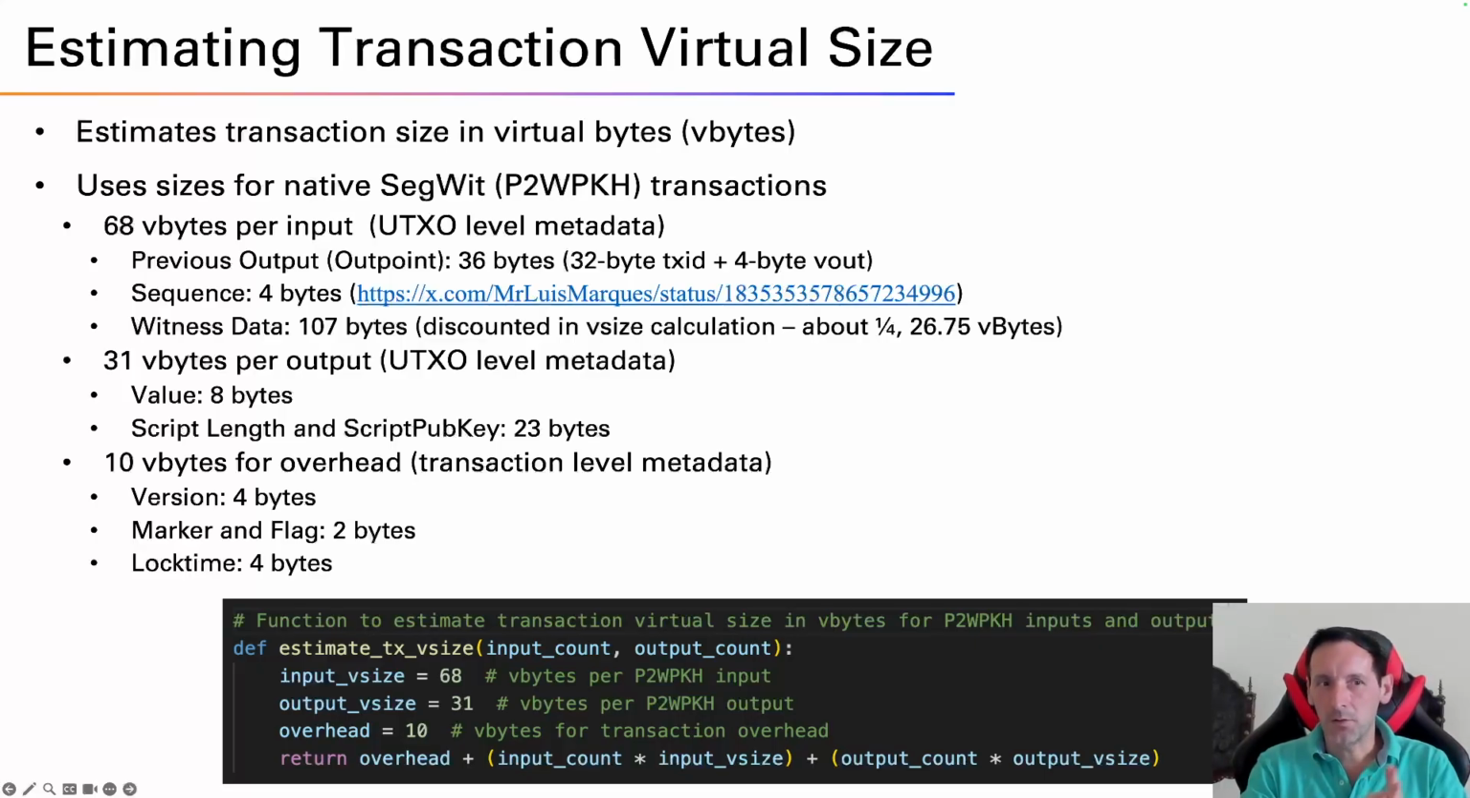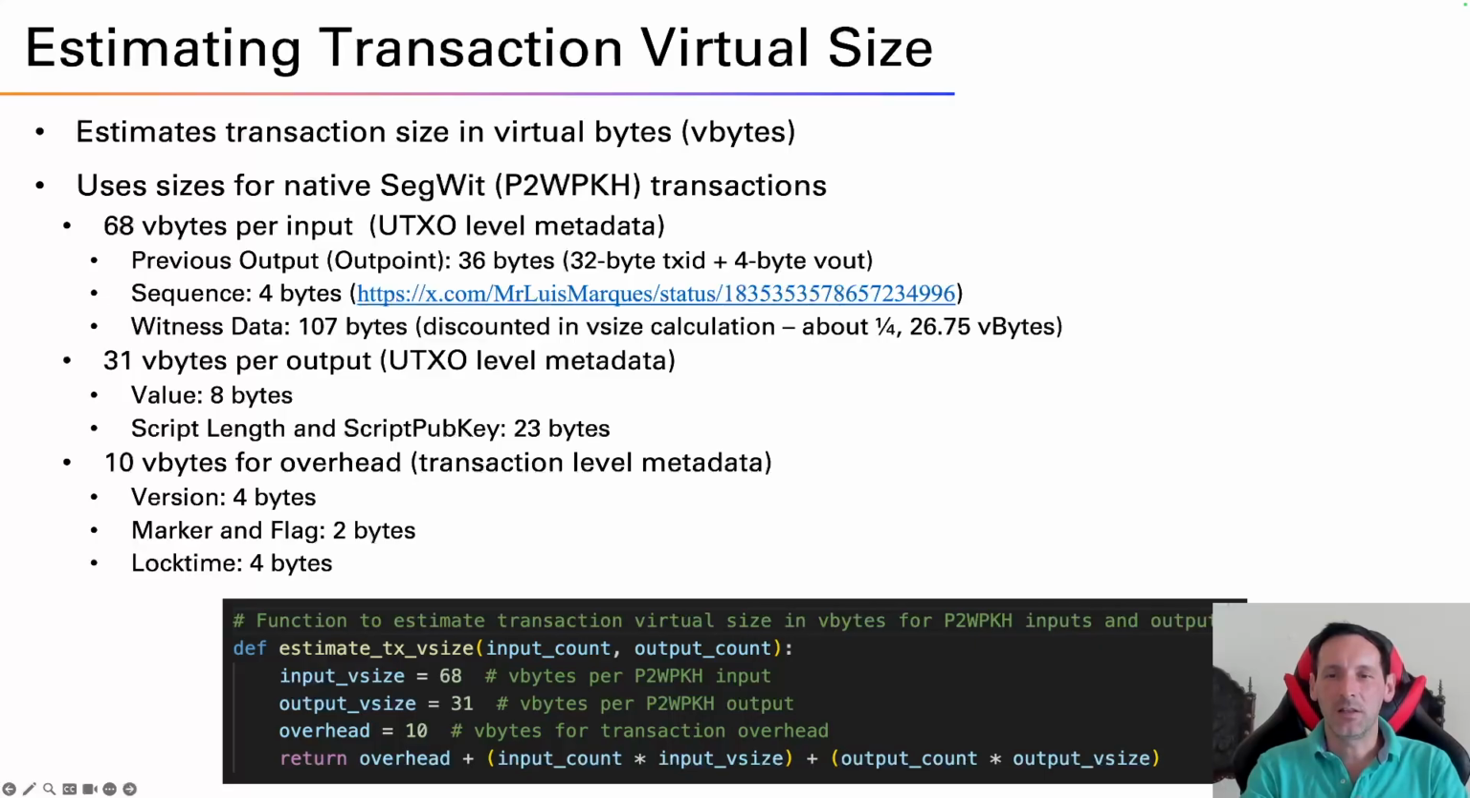The third and final point for the input UTXO size estimation is the witness stack. The witness is 107 bytes, but it is going to be discounted to approximately 26.75 virtual bytes, or vBytes. SegWit addresses introduced the witness field, where the signature and the public key for the input are stored.